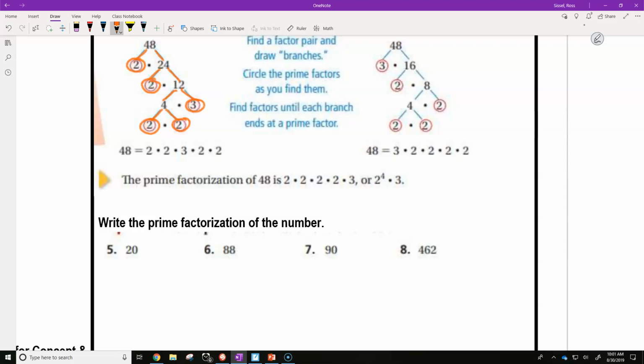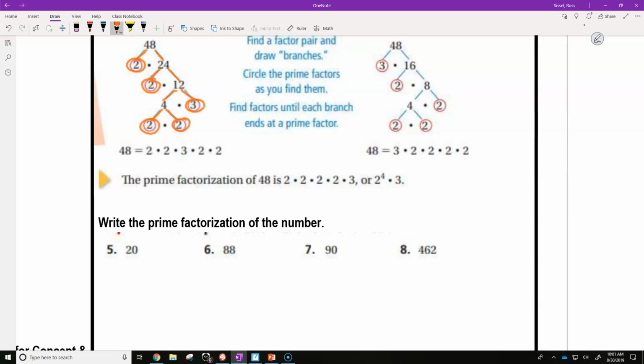Then, I don't like how they did this part. It says find a factor pair and draw branches. Circle the prime factors as you find them. Find the factors until each branch ends in a prime. Once I have this, I then will write this out in order.